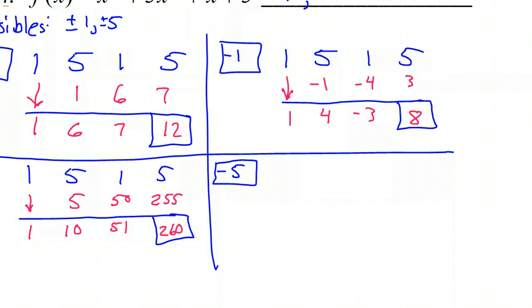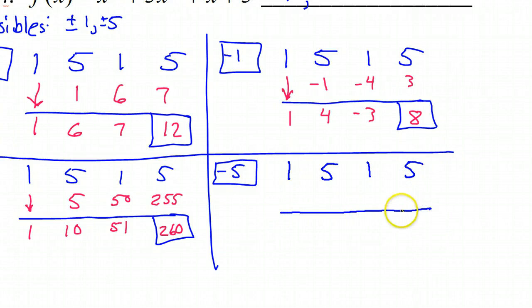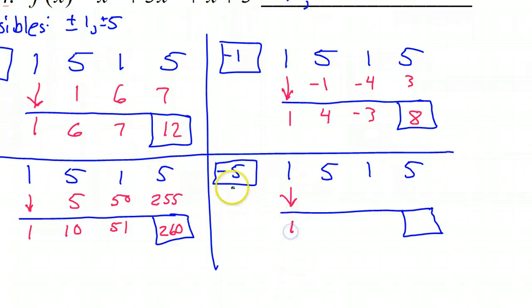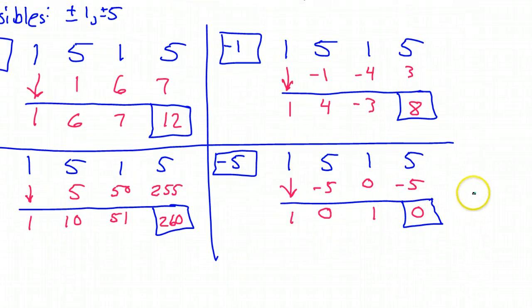Okie dokie. So let's just do it one more time. And this better work, that's all I've got to say. Okay, this better be it. So 1 times -5 is -5. That's 0. 0 times -5 is 0. So that's 1. 1 times -5 is -5. So that is 0.